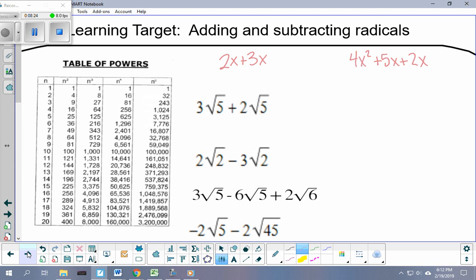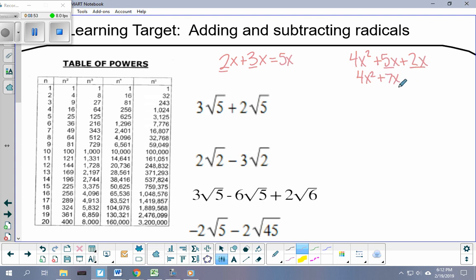Now let's talk about adding and subtracting radicals. That is very similar to adding and subtracting like terms. So when the variables are the same, you actually add the coefficients, the numbers in front. So 2x plus 3x is 5x. Here's another example. If we wanted to simplify this, well, there aren't any other x squared terms, so we just write 4x squared terms, but 5x and 2x are like terms, so we combine those.